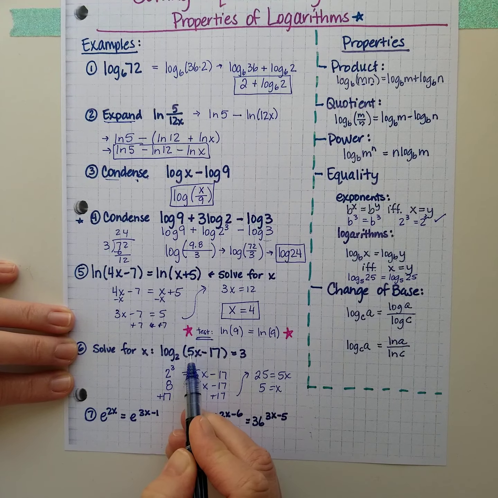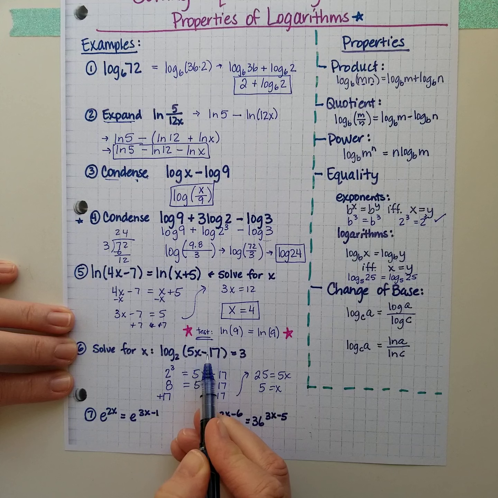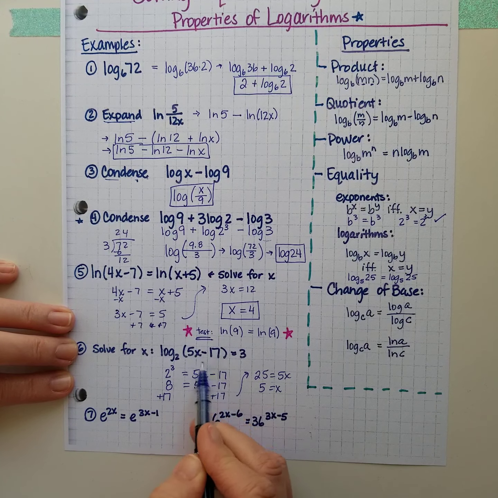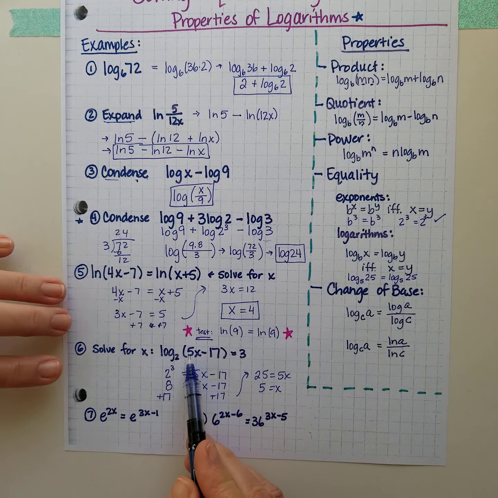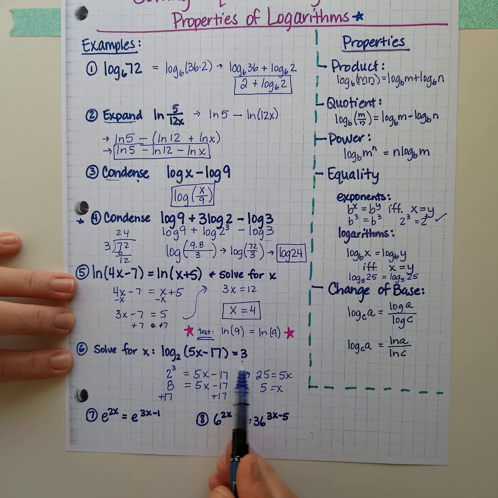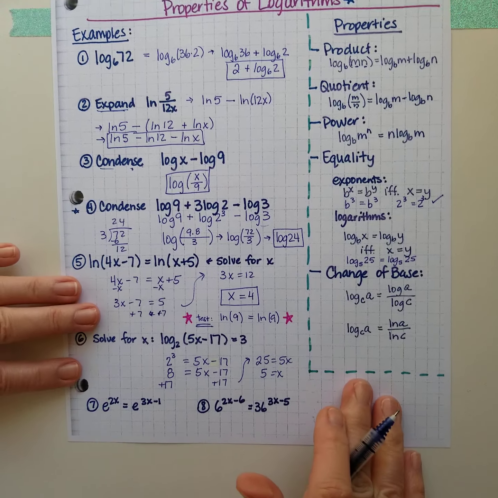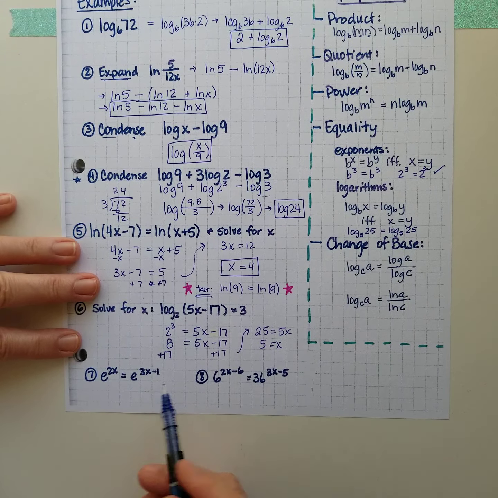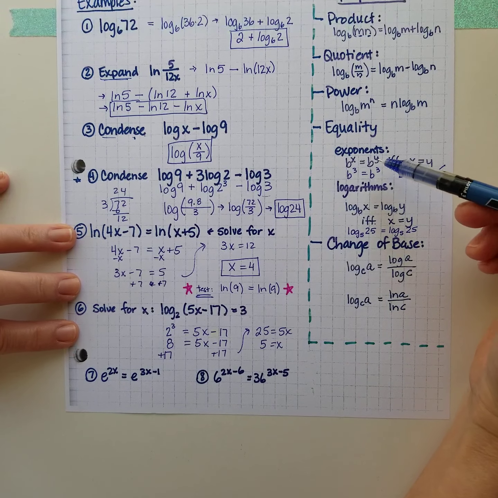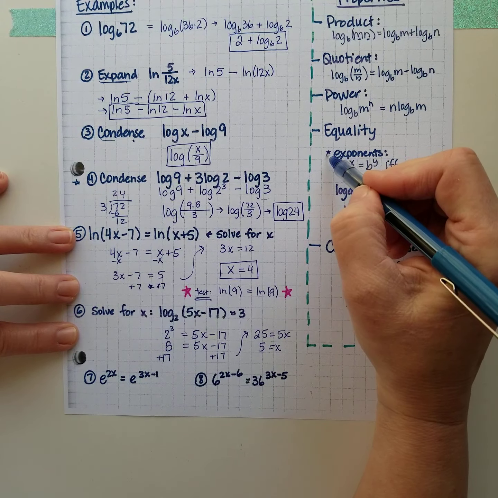Does that work? 5 times 5 is 25. 25 minus 17, yeah, that's going to yield a positive number. That's going to make sense, right? 25 minus 17 is 8. 2 cubed is 8. It makes sense. Okay, great. Now, these are using this exponential relationship.